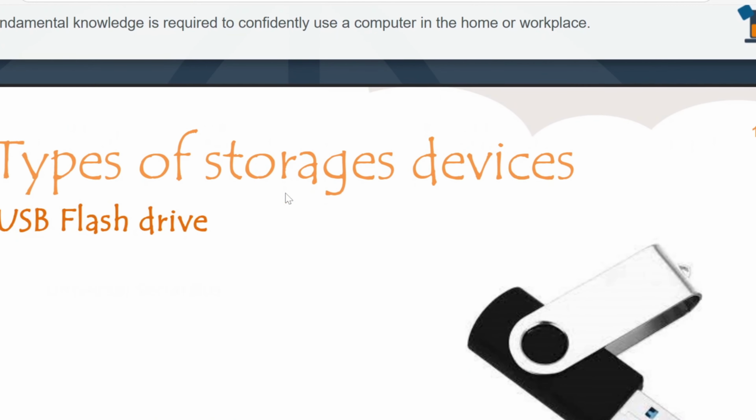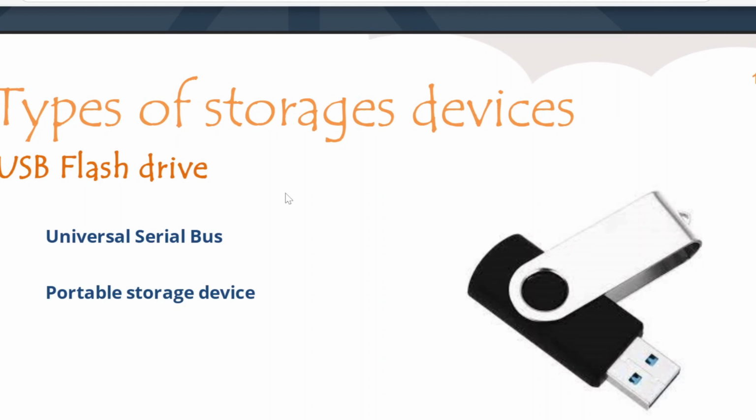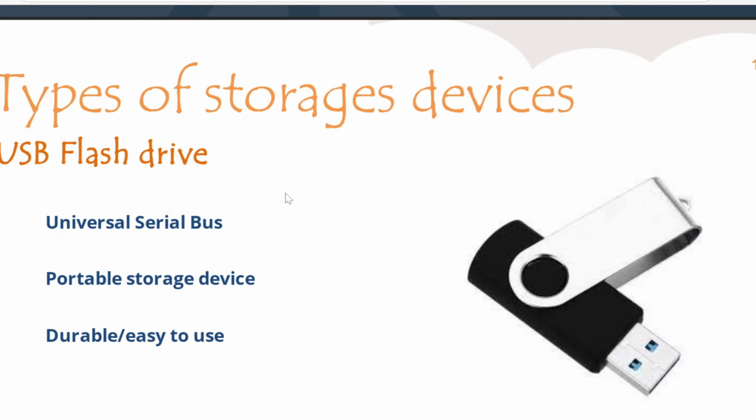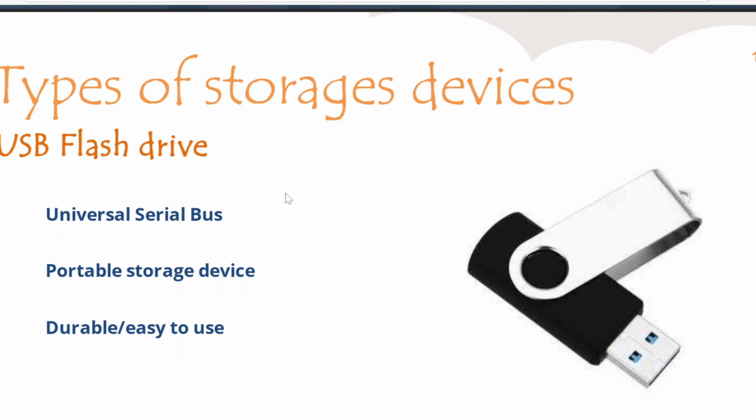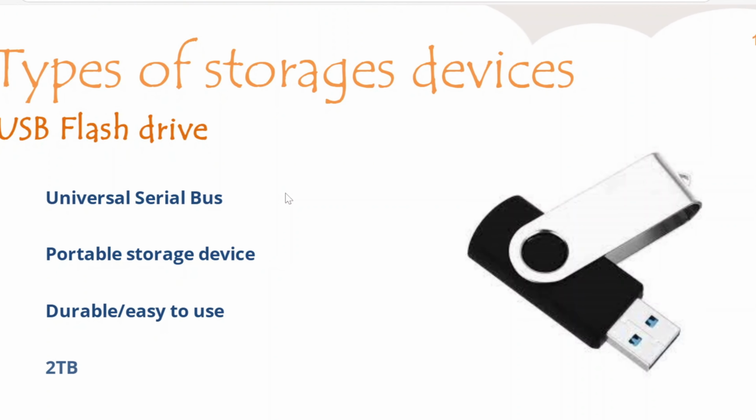A Universal Serial Bus, or USB, is a small portable storage device used for transferring and storing data. A USB is durable and easy to use. USBs are getting smaller in size and larger in storage capacities by the day. The latest USB drives can store up to 2 terabytes of data.